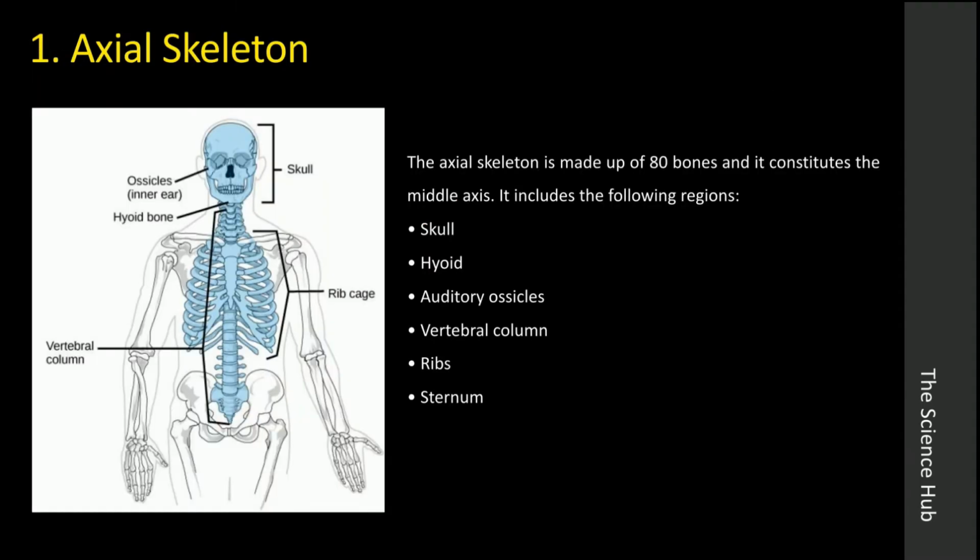Axial skeleton. Further on we are going to see the detailed descriptions of these particular bones. The axial skeleton is made up of 80 bones and it constitutes the middle axis. It includes the following regions, that is the skull, hyoid, auditory ossicles, vertebral column, ribs and the sternum.